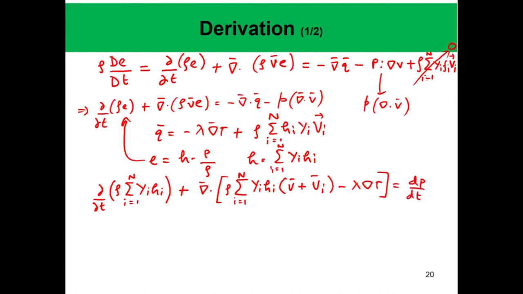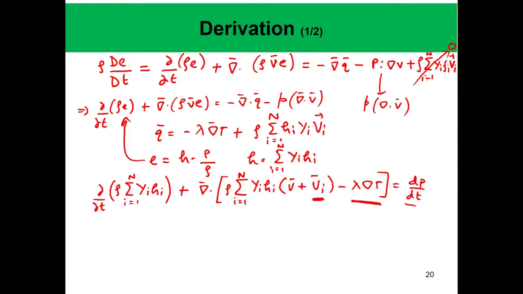So this is the transient term, this is basically the convection term, and this is a species diffusion term. This is the heat flux crossing the boundaries, which is carried over by the species diffusion velocity, and this is the heat flux crossing the boundaries due to the temperature gradient, and that is equal to dp/dt. So this is what we have derived.